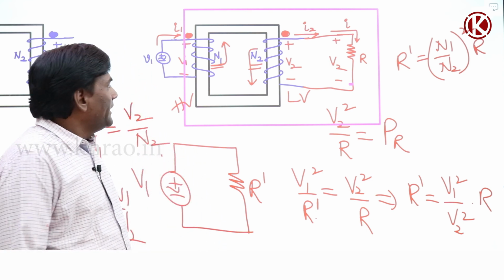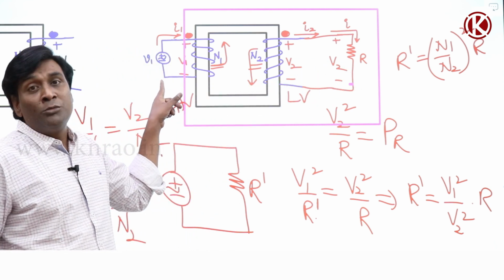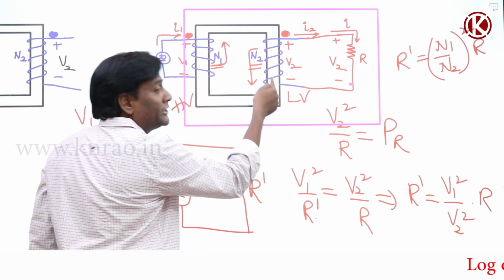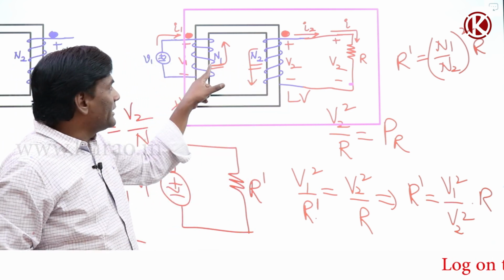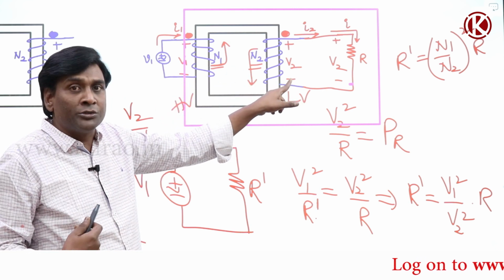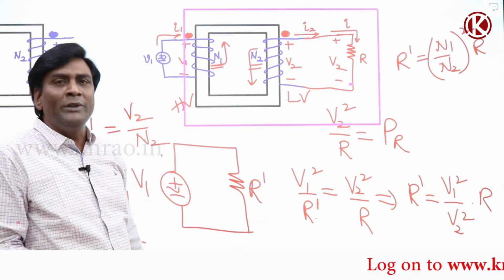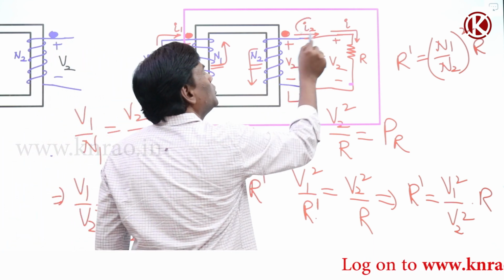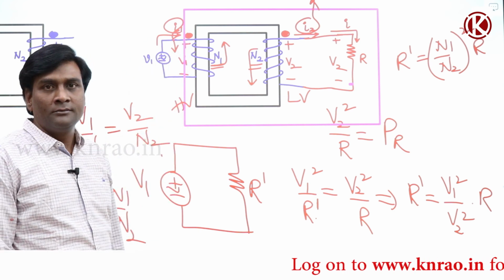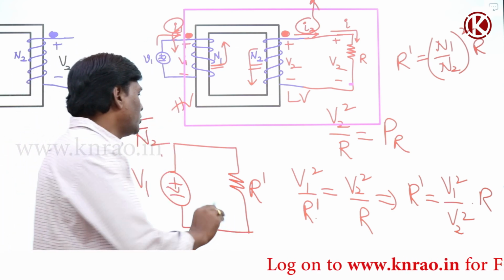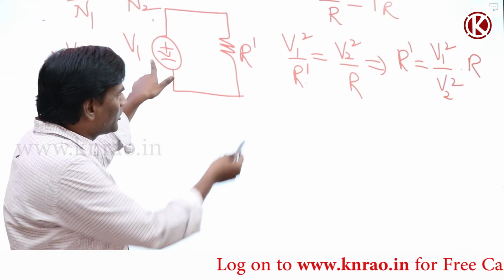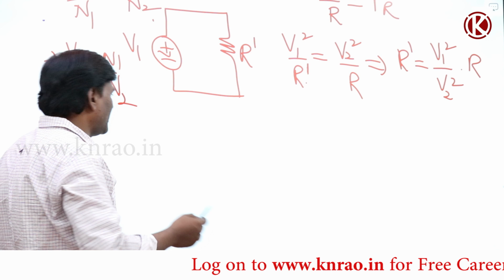Now, power absorbed here and power absorbed here should be the same, or not? Yes. So from here to here voltage is reduced. Here N1 is more, N2 is less, so from here to here voltage is reduced, meaning that current magnitude should be increased for the same power. So I2 should be increased, I1 should be less. Getting my point, right? So I can conclude that. Of course, from this also I can conclude, but it's not required.